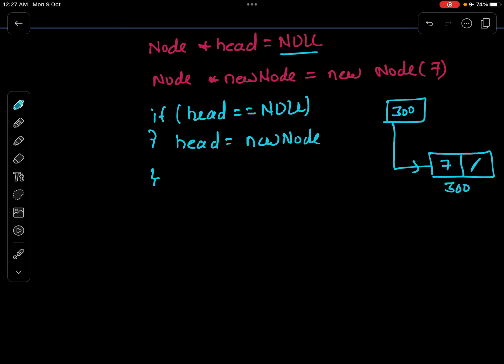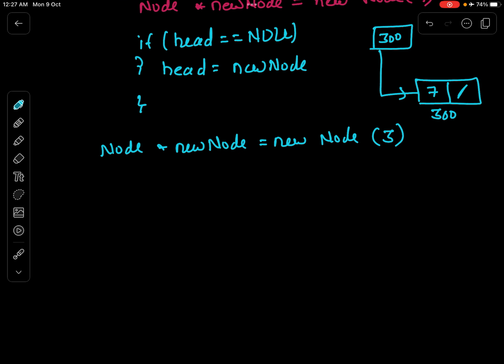Now suppose again I am creating a new node, Node star new node equals new node, say for example with value 3. Now the question comes, my head is not null, which means I have already started with my linked list. But the point is I want to insert that node before this node.